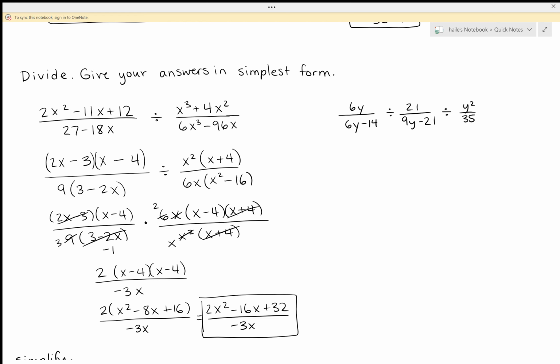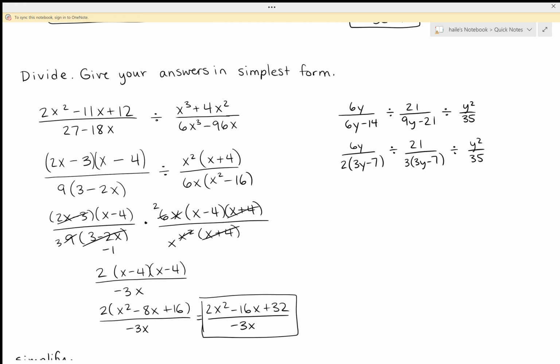So now let's look at a trickier one. So in this next one, we don't have such big things to factor, but I have 3 things to divide. So again, I'm going to start by factoring everything. So I have 6y over, I can pull out a factor of 2, so I'll have 3y minus 7 divided by 21 over, I can pull out a factor of 3, and I'll be left with 3y minus 7, and then divided by y squared over 35.